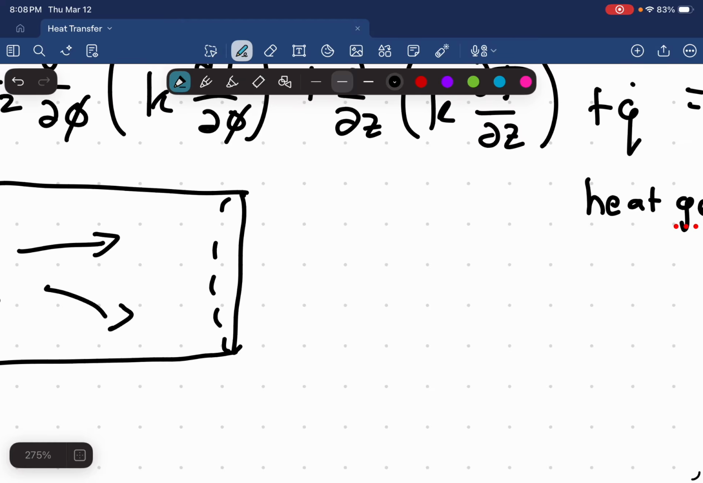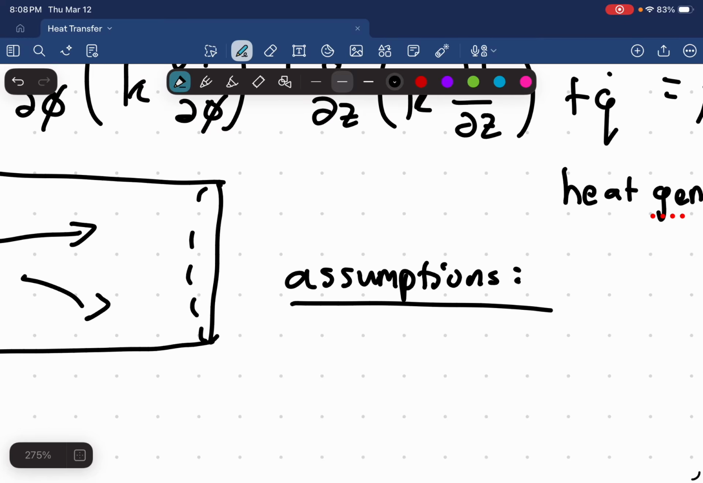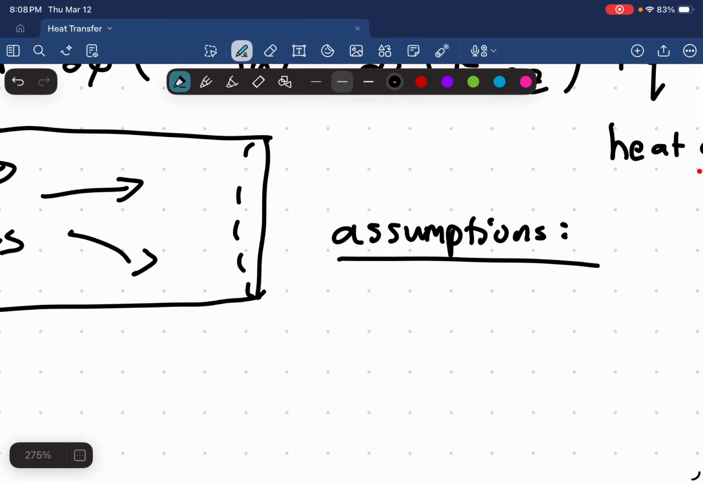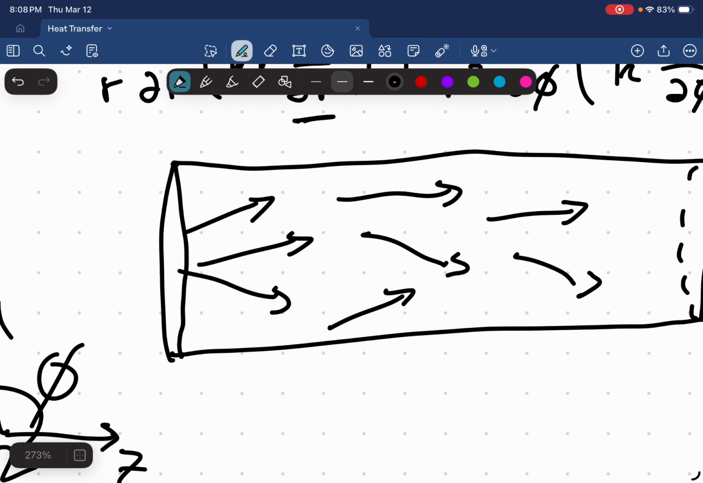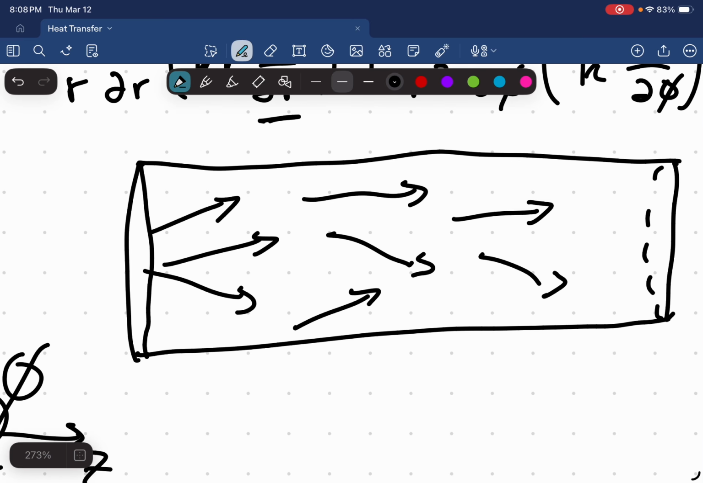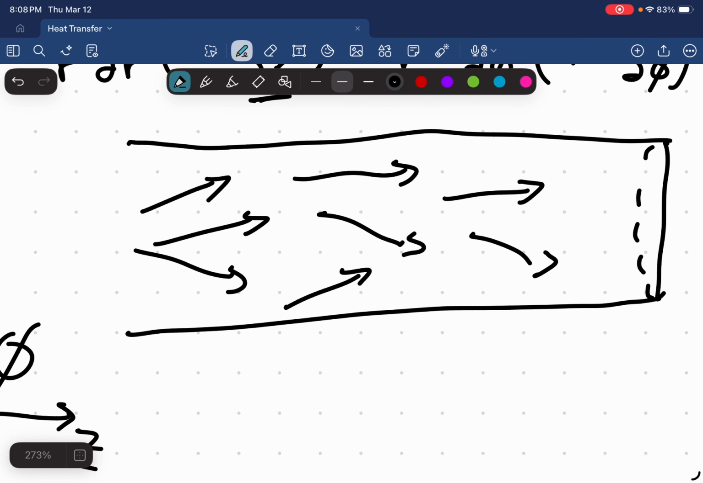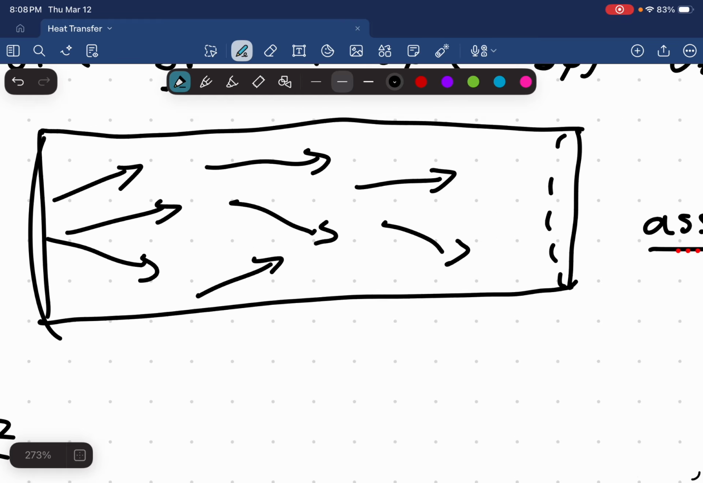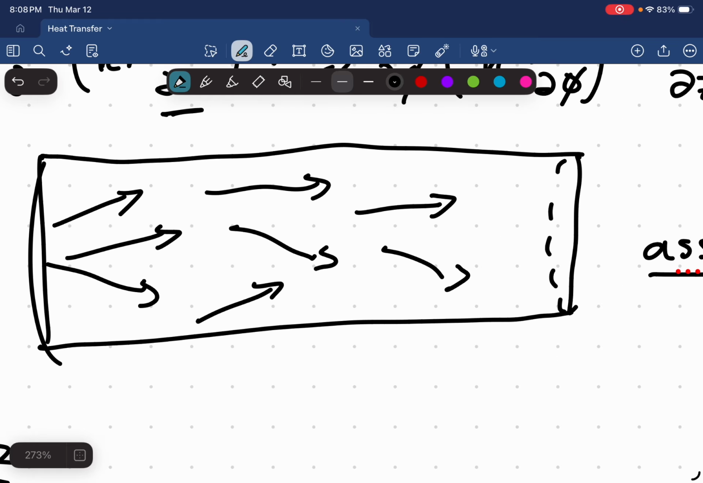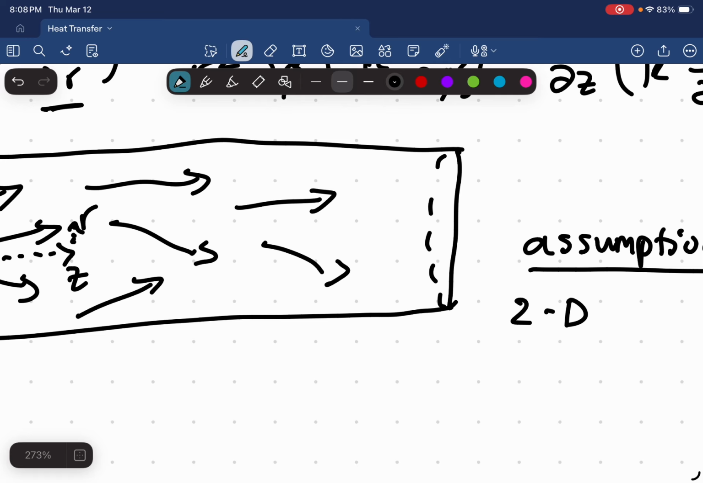So let's say we had some assumptions. For this one, let's say that it was two-dimensional. Based on the heat that's flowing through, this is where heat's generating from. So you have two components in the heat itself. This one has a horizontal component in the z direction, and this one has a vertical component in the r. So that means it's 2D in r and z.